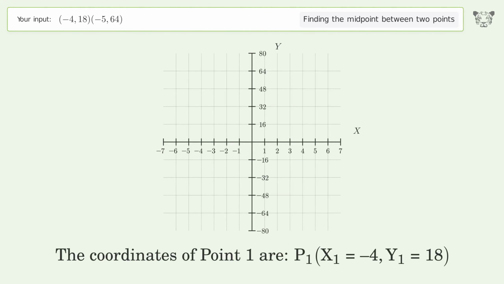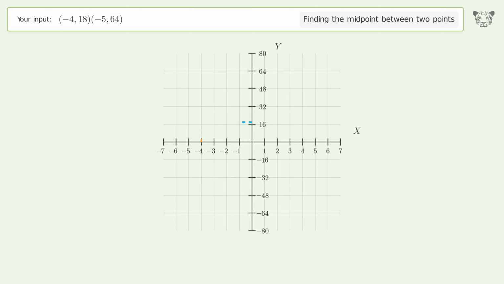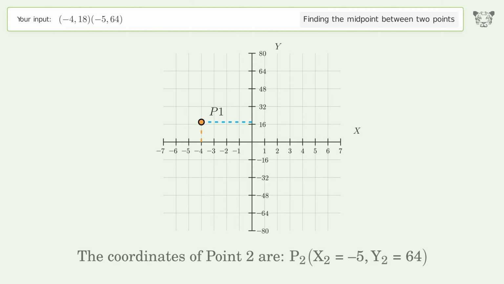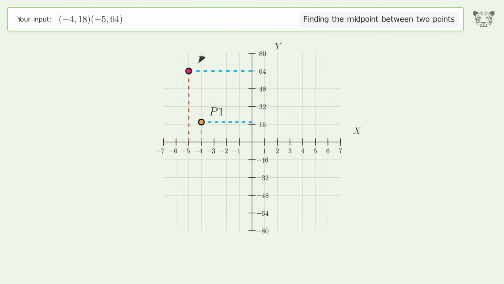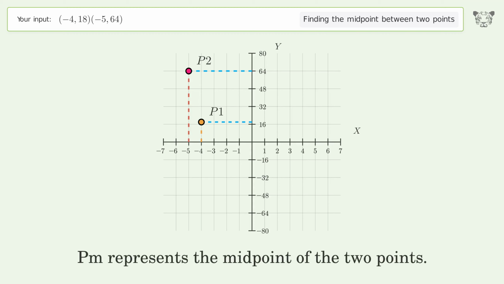The coordinates of point 1 are x1 equals -4, y1 equals 18. The coordinates of point 2 are x2 equals -5, y2 equals 64. PM represents the midpoint of the 2 points.